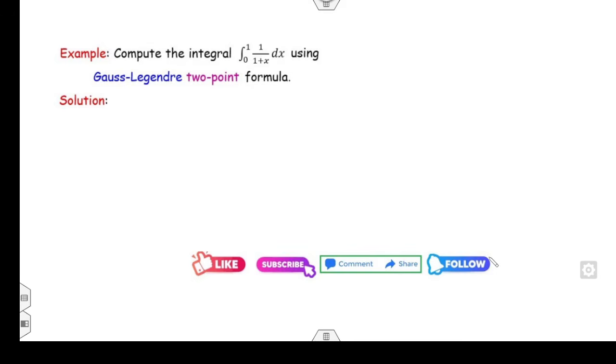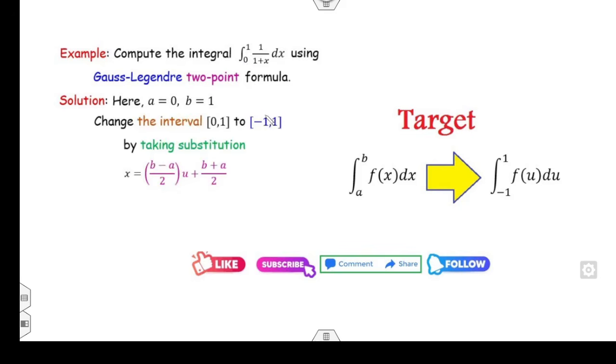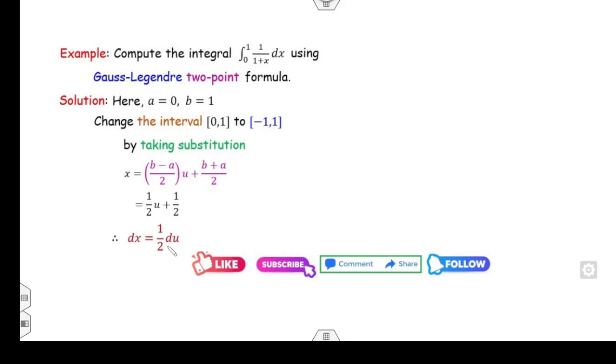Next question is compute the integral. Again, you can see the domain is not -1 to +1. So I can change the interval from 0, 1 to -1, +1. So it is b minus a over 2 times u, plus b plus a divided by 2. Therefore, dx will be half of du.